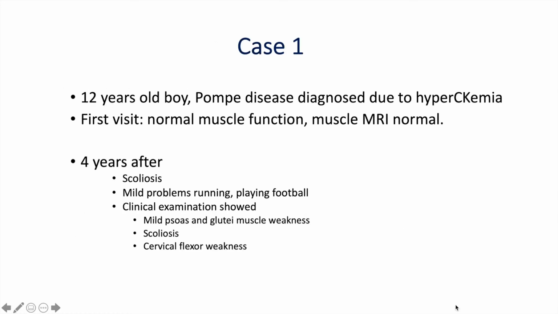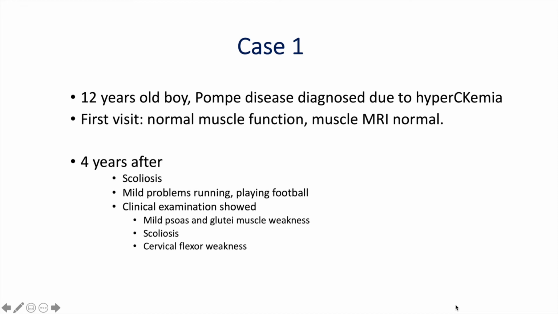So I would like to show you this case. This is a patient that we see in Barcelona, in the Barcelona study that I have presented. We started seeing this guy when he was 8 years old. At that moment, he was referred to us because of hyperCKemia, had no muscle weakness at all, with a normal life. And I remember that the first visit was completely normal. We performed a muscle MRI that was normal, and we followed him for 4 years. And during all that period of time, he was doing fine.